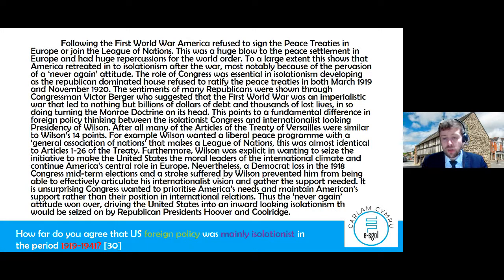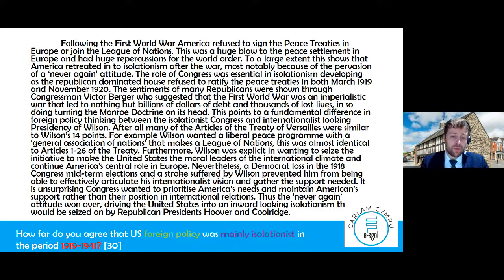For example, Wilson wanted a liberal peace program with the General Association of Nations that makes the League of Nations. This was almost identical to Articles 1 to 26 of the treaty. Furthermore, Wilson was explicit in wanting to seize the initiative to make the United States the moral leaders of the international climate and continue America's central role in Europe. Nevertheless, a Democrat loss in the 1918 Congress midterm elections and a stroke suffered by Wilson prevented him from being able to effectively articulate his internationalist vision and gather the support needed.